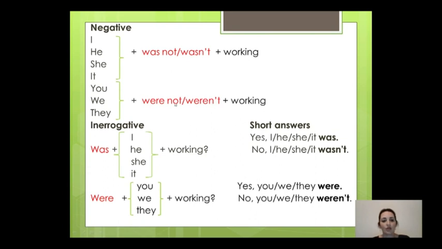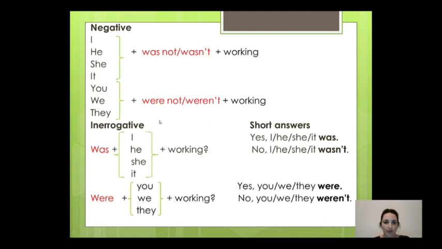You were not, weren't working. We were not, weren't working. And they weren't working. The same thing with the negative case. Present participle stays the same. It doesn't change.